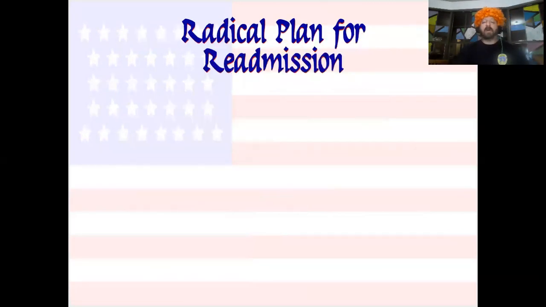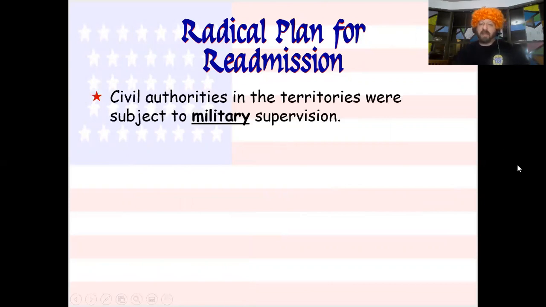Anyways, all right. So what was the radical plan for readmission? Well, it's good stuff. It's radical. Things like civil authorities in the territories were subject to military supervision. Now you'll notice it says territories and not states. Remember how we said that Lincoln and Johnson believed that the states never legally left. That means they were actually technically still states. The radical Republicans, on the other hand, basically saw that they had left and they were territories now. So they had to be completely readmitted, just like any other territory had to be. And they were subject to military rule. This is what we would say now is military occupation.